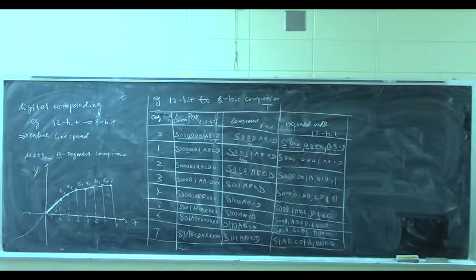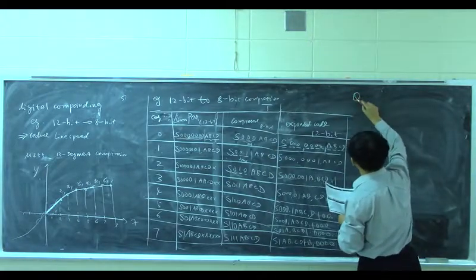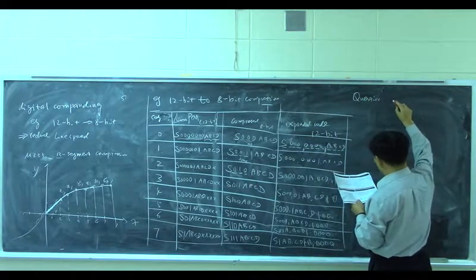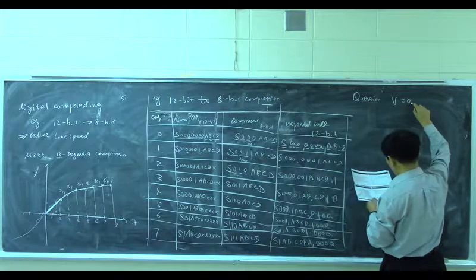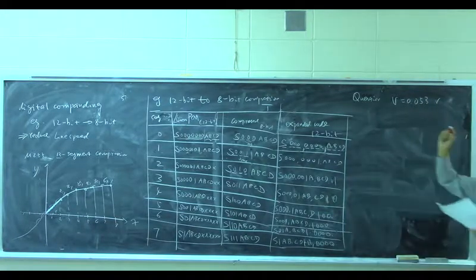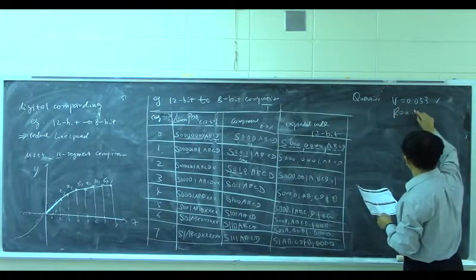We have 3 problems for homework. Now this is the first one, I'll show you how to do this. So the question is the sampled voltage. The sampled voltage equals V equals 0.053 volt, right? And I want to use resolution of 0.01.